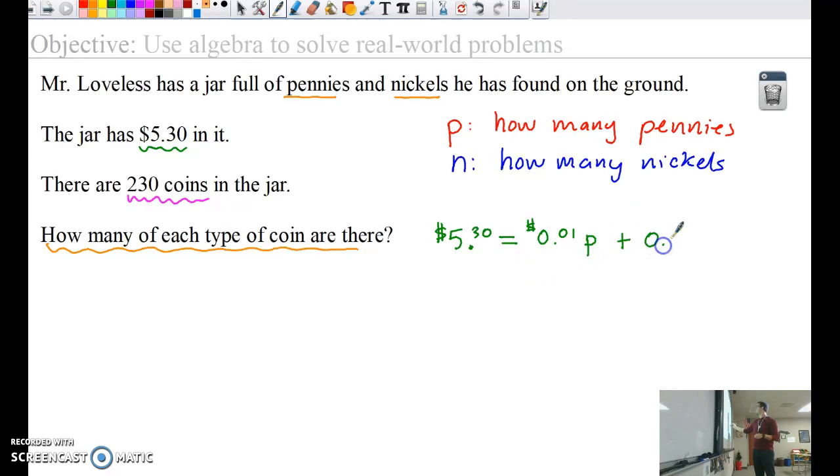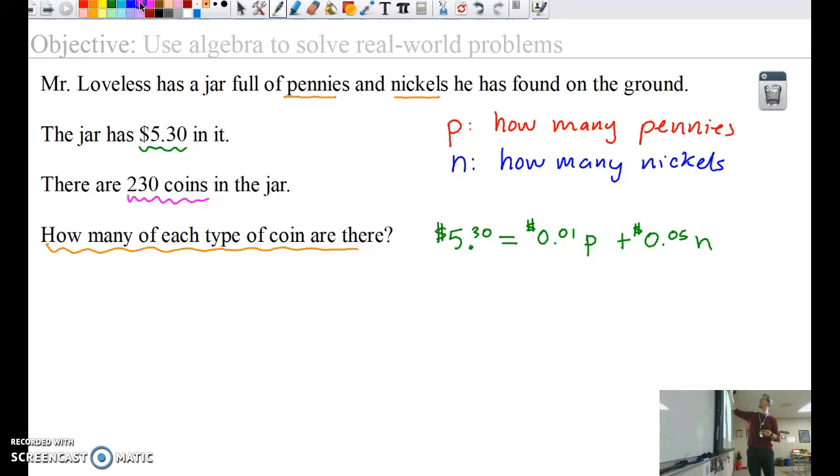How much are nickels worth? Well, they're worth 5 cents. So 0.05 is what I multiply by. And that's the first equation I have. This equation tells me the value of the money that I have in the jar. I would take all the pennies I have, multiply by 1 cent. All the nickels I have, multiply by 5 cents.